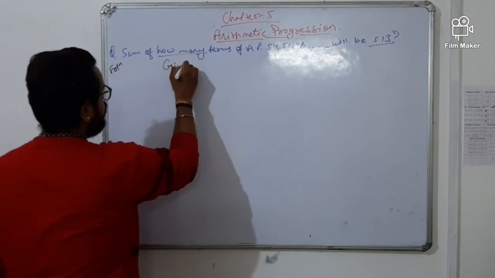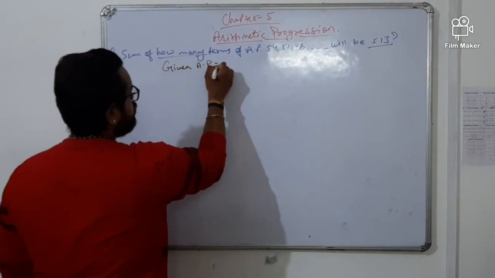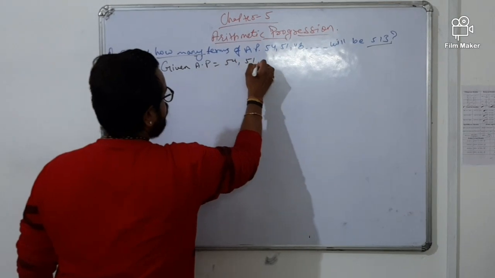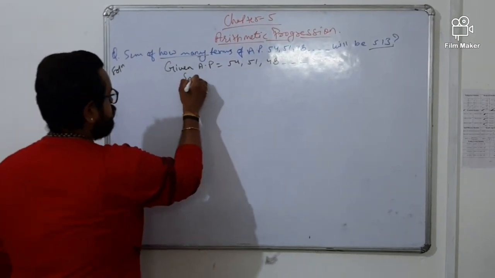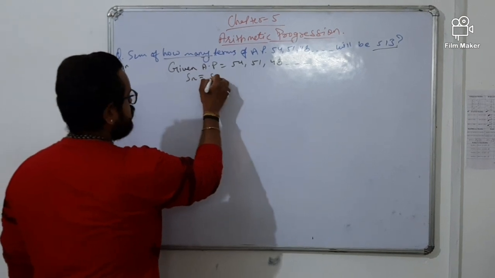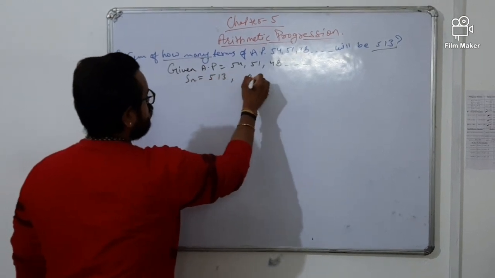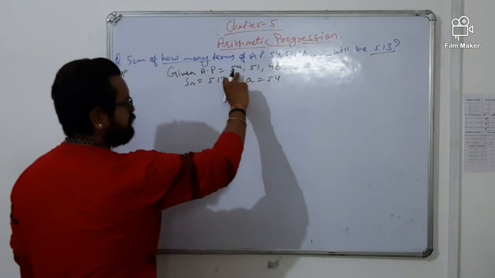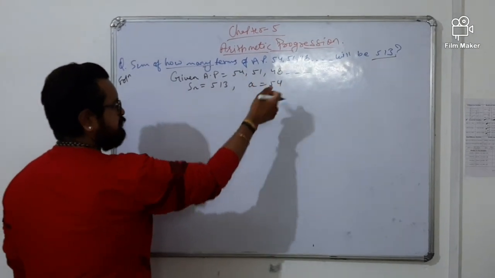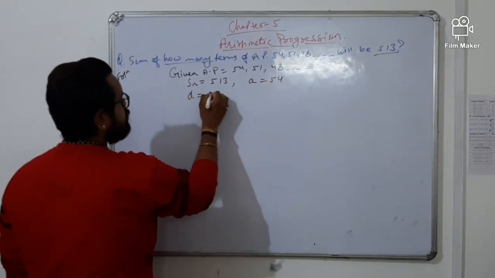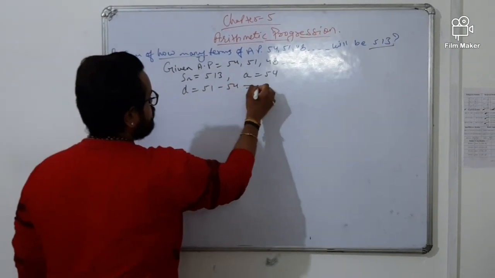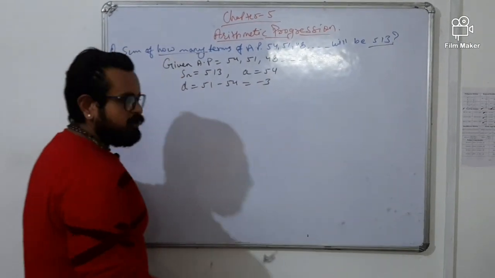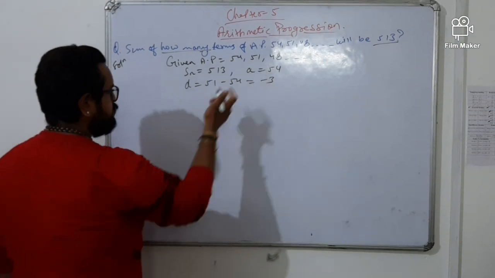First we will write the given AP is 54, 51, 48, and this will go on. Now we will write the given values: Sn is 513, the value of A is 54, the first value of the AP is always A. D means 51 minus 54, this will be minus 3, because D means second term minus first term.